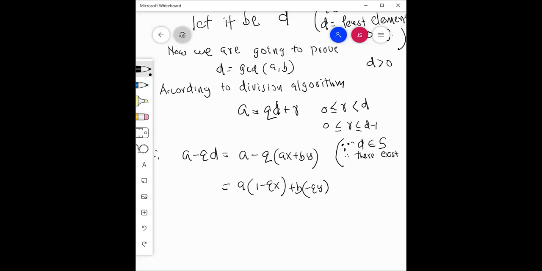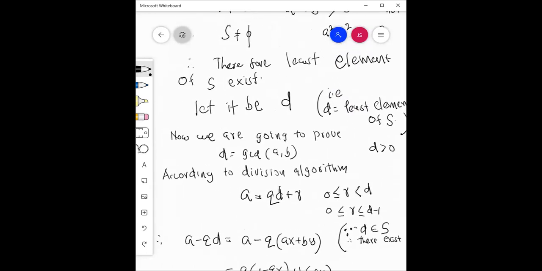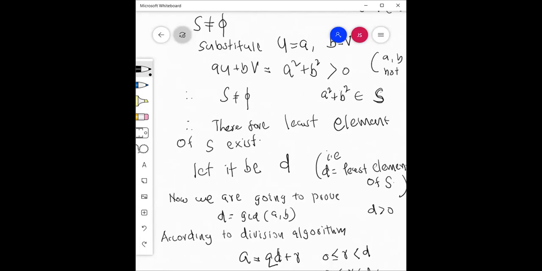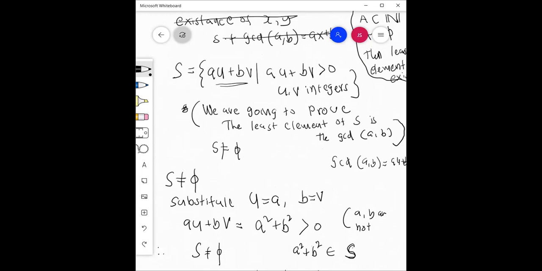So you can see the nature of the elements of S. What do those look like? They look like AU plus BV. S consists of all elements of the form AU plus BV whose value must be greater than 0, where U and V are integers. So D is the least element of that set, which means D is already an element of S.